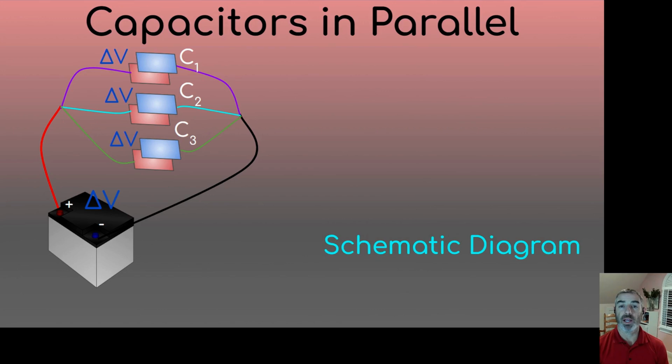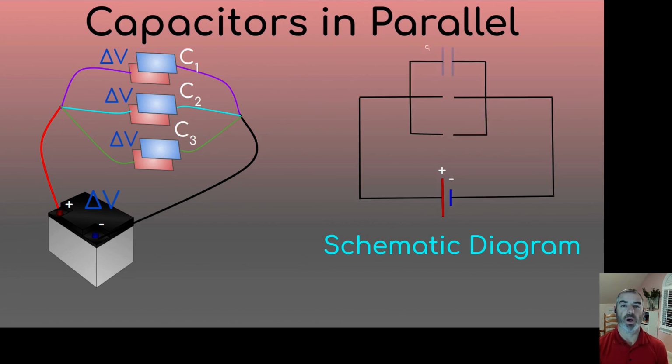And so now we're going to look at a schematic diagram. We know the battery is a long line for positive and short line for negative. And then we have our wires. Now we're going to add additional wires with those parallel plate capacitors set up in parallel. So we have C1, C2, C3. So this would be the schematic diagram for three capacitors that are hooked up in parallel.